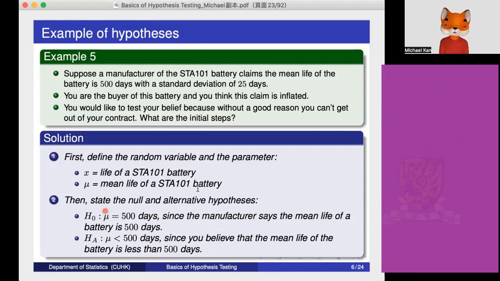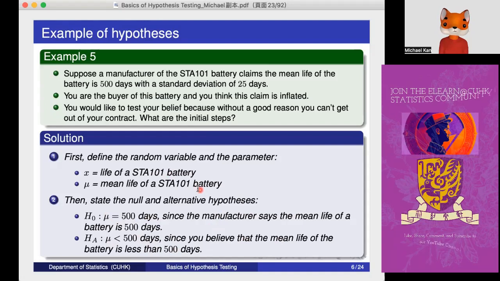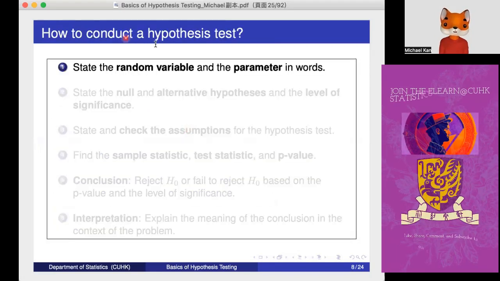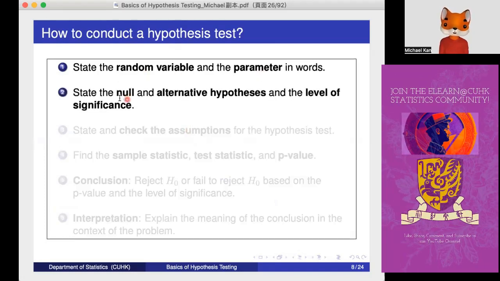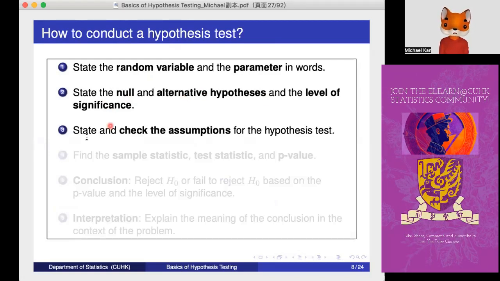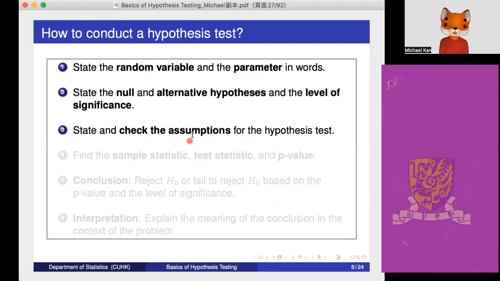So, how can we decide which hypothesis is more likely to be correct? How can we weigh for or against this null hypothesis? Let's just keep going. Okay, next I will talk about how to conduct this hypothesis test. In fact, we generally have 6 steps to do it. The first one is to clearly describe the random variables and parameters in words. The next step is to state the null hypothesis and alternative hypothesis, and the significance level that will be discussed later. Then we will state and check the assumptions of this hypothesis test.